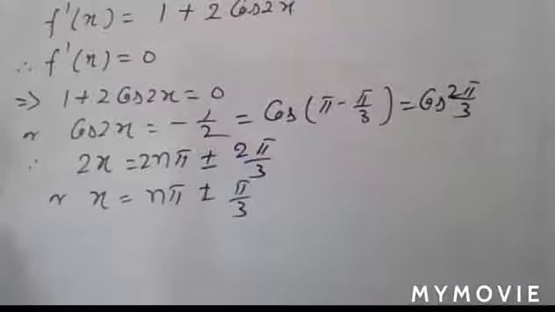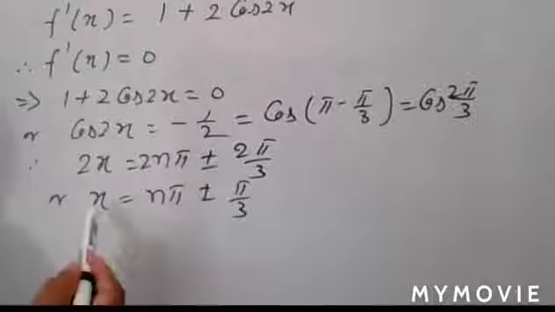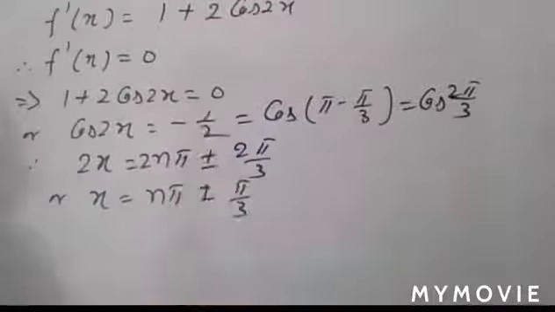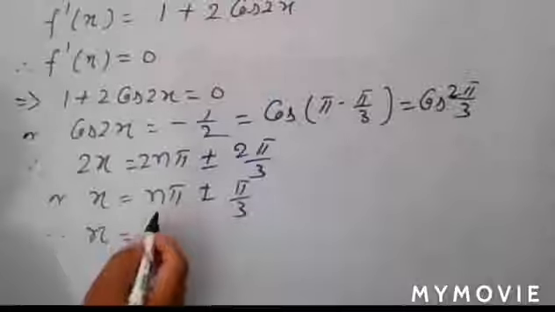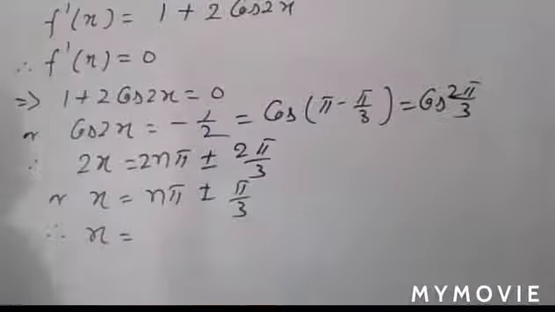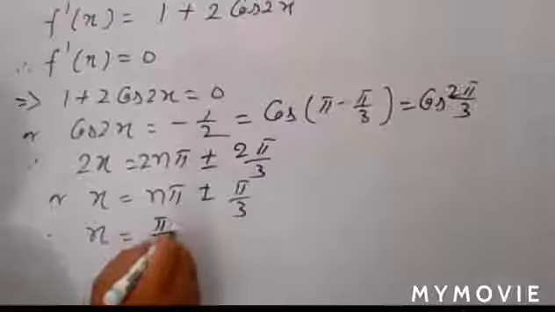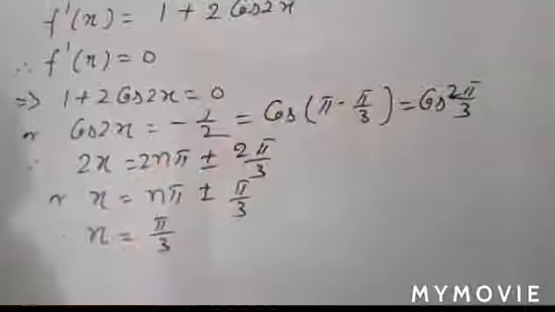Okay, beta. So if you are getting all these values, now your work starts. What you do is put different values of n in such a way that the value of x lies within 0 to 2 pi. If you start with n is equal to 0, here you have plus or minus pi by 3, but you have to take the positive value pi by 3, because the negative value is not lying within 0 to 2 pi.